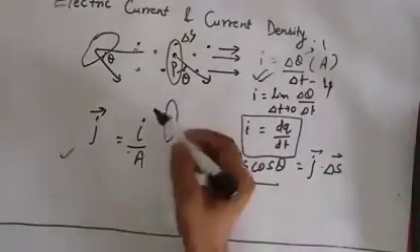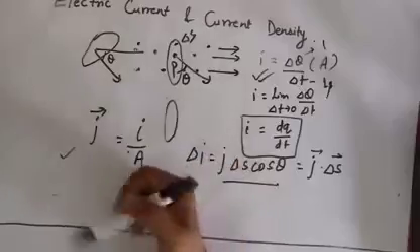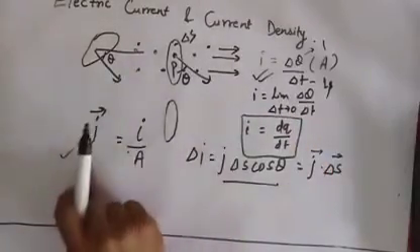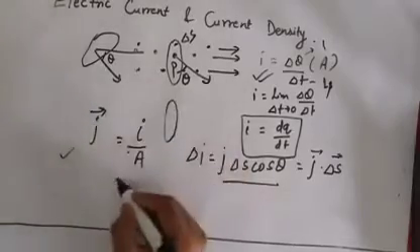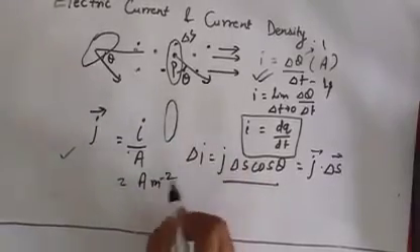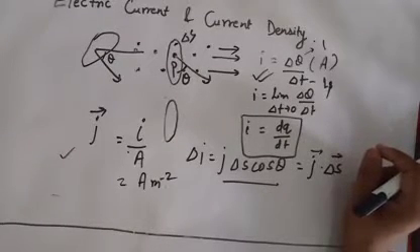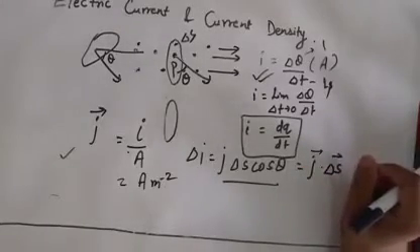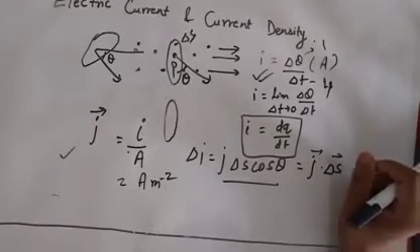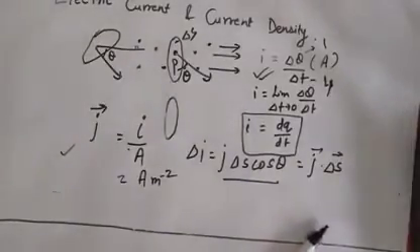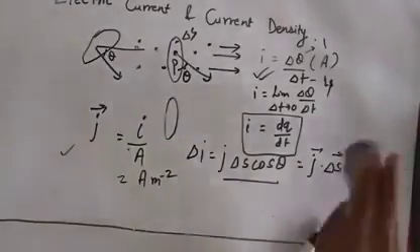Current density is current per unit area, and current is charge per unit time. The SI unit of current density will become ampere per meter square. Okay, so this is the basics of electric current and current density. Now we are going to study Ohm's law in vector form for a conductor.